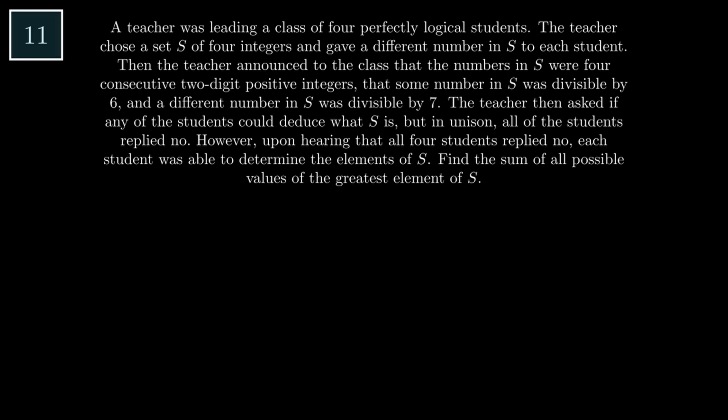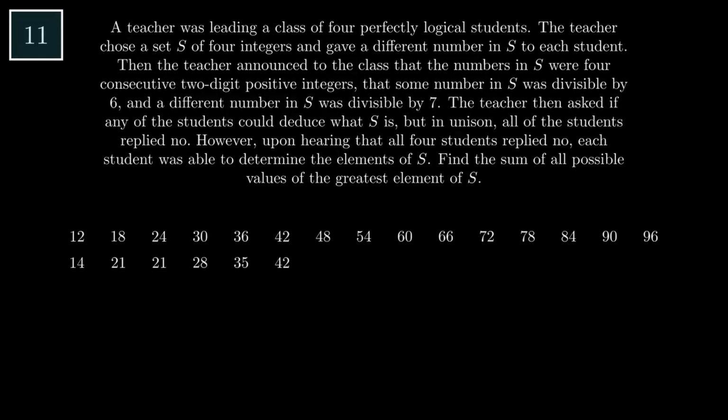So it says it's a set of 2-digit numbers, and that a number is divisible by 6 and a different number is divisible by 7. So we can start by listing out all of the 2-digit multiples of 6 and the 2-digit multiples of 7, as I have done over here. Now we can take a look at namely 42 and 84 here. Both of these are going to be the same, and in the problem it says a different number in S, which means that I am going to eliminate those. Those cannot be in a possible S.